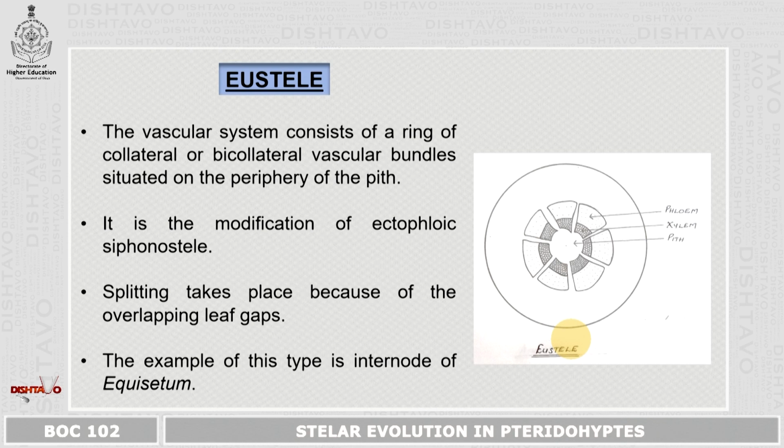And then we have eustele, the last one, wherein the vascular system consists of a ring of collateral or bicollateral vascular bundles situated on the periphery of the pith. It is a modification of ectophloic siphonostele, wherein splitting takes place because of overlapping leaf gaps. The example over here is Equisetum. This condition of eustele is seen in Equisetum, wherein you have vascular bundles which are broken down, and it represents ectophloic siphonostele because you have xylem and you have phloem.